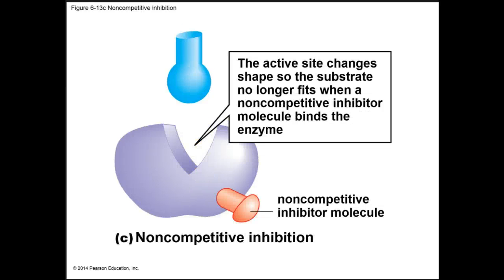In non-competitive inhibition, a molecule can bind to a site on the enzyme distinct from the active site. The active site changes shape so the substrate no longer fits, as it did with a competitive inhibitor. So in this case, the inhibitor binds to another site on the enzyme, and so it doesn't block the active site. However, when it binds to this other site, the enzyme changes shape such that its active site no longer will fit the correct substrate.